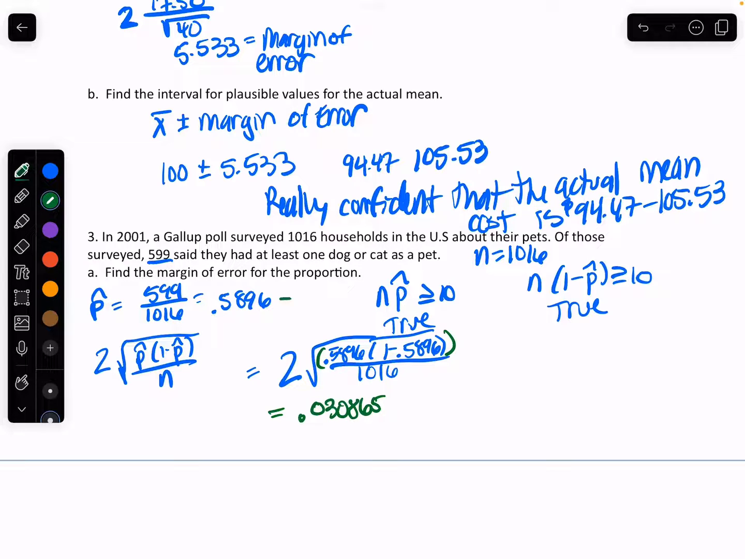So this p hat is the same thing as a proportion, which goes to a percentage. So this would equal 58.96% of the people have a cat or a dog as a pet. Okay. So this would be our margin of error.